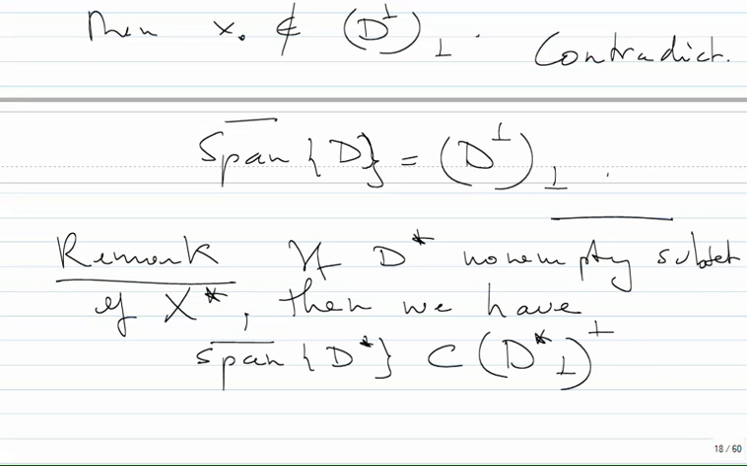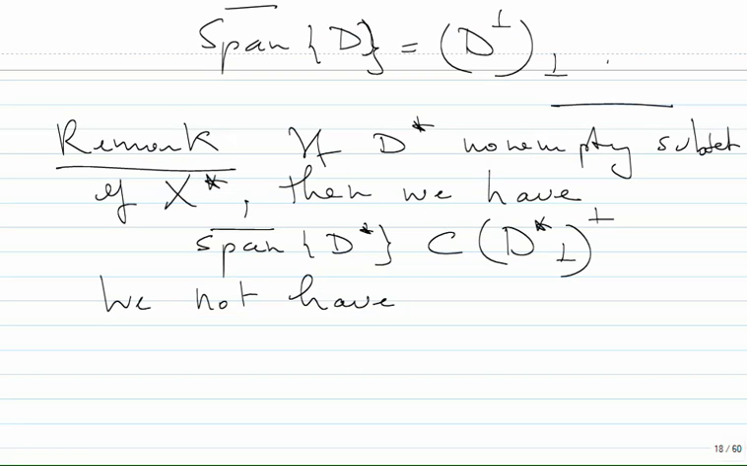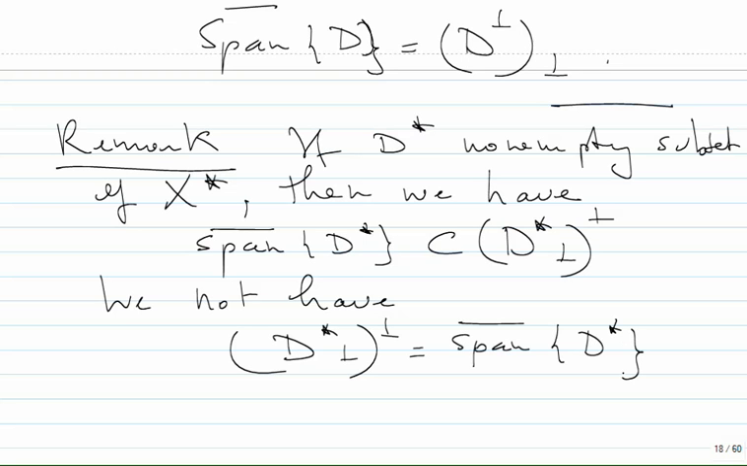Because of the bidual, if you go to the bidual, then it depends if the space is reflexive or not. That's why we may not have the equality. In other words, we may not have in general D star orthogonal equal to the span closure of D star. Remember, we went to the dual in order to catch this business. So here there may be a problem.